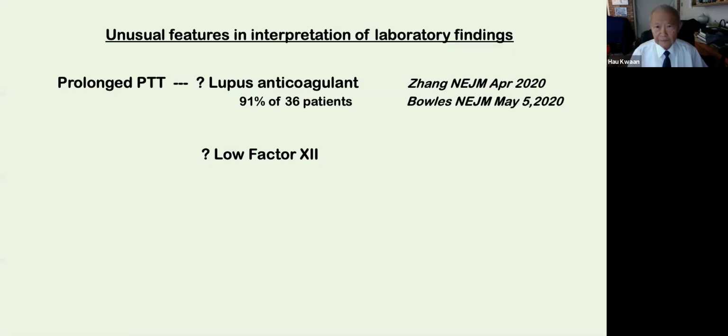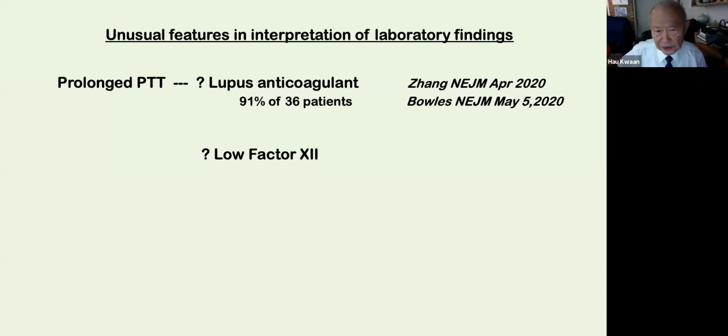So then we have to turn to the other abnormalities, the unusual features rather. That is the prolonged PTT. Why is it prolonged? Much of this is due to the presence of a lupus anticoagulant. Just a second on what is lupus anticoagulant. It is an antiphospholipid antibody that blocks the phospholipid component when you perform the PTT test.